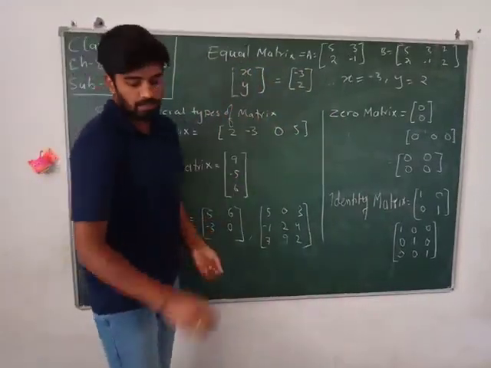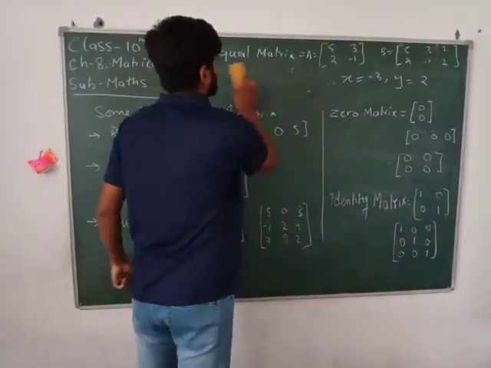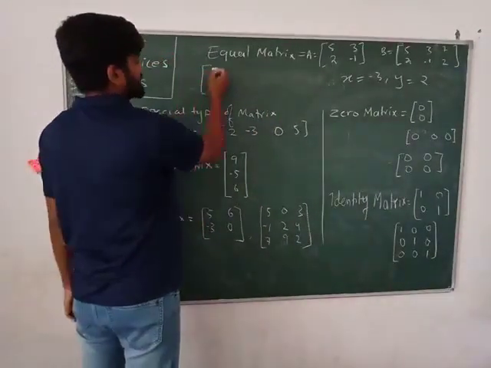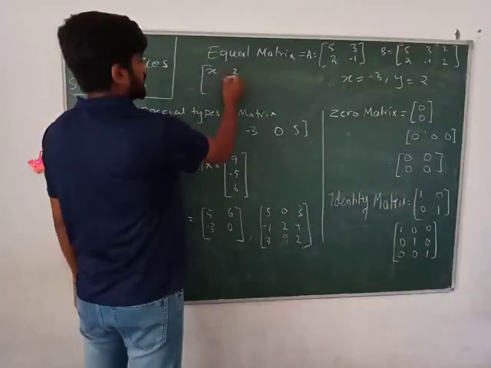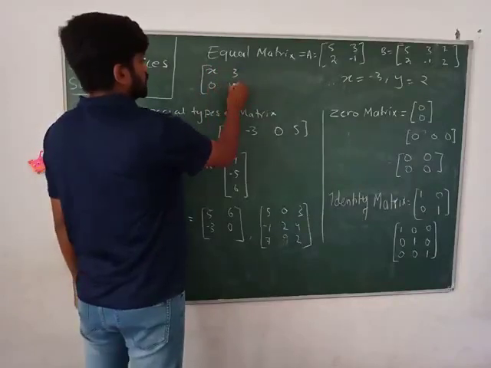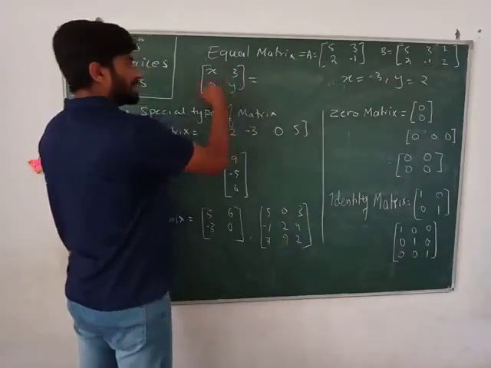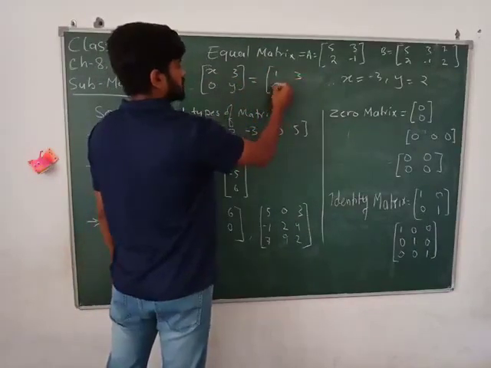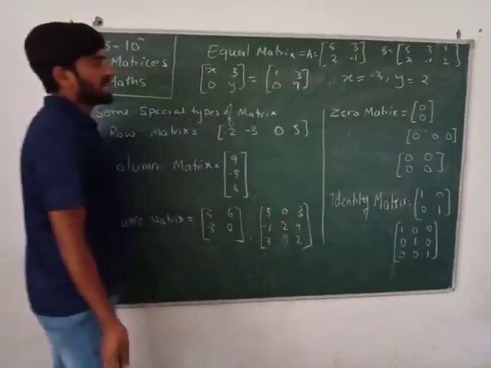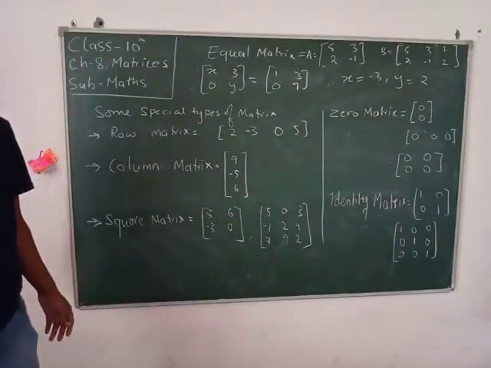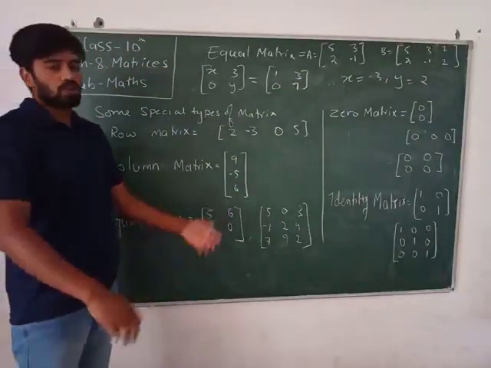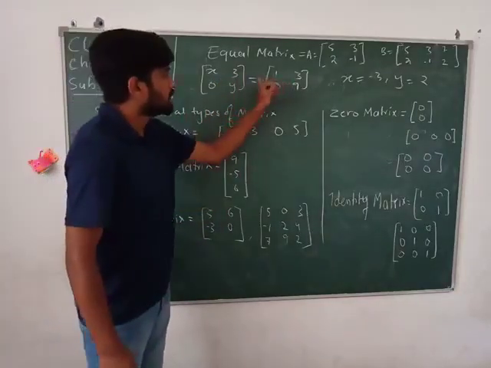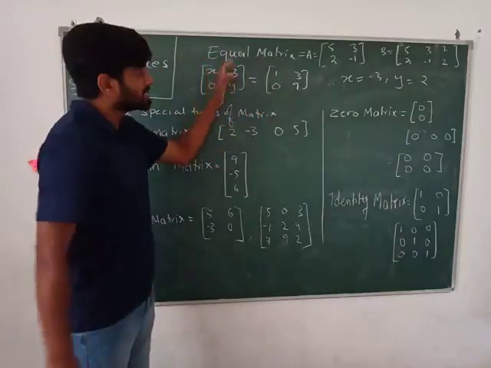For example, I'll take a bigger matrix. Let's take an example: x 3 0 y. This matrix is equal to, I have given, this matrix 1 3 0 9. So what will you say? x is equal to what? Think about it. x is equal to what? And y is equal to. So I can say this and this are equal, and I have given that this is equal to this.